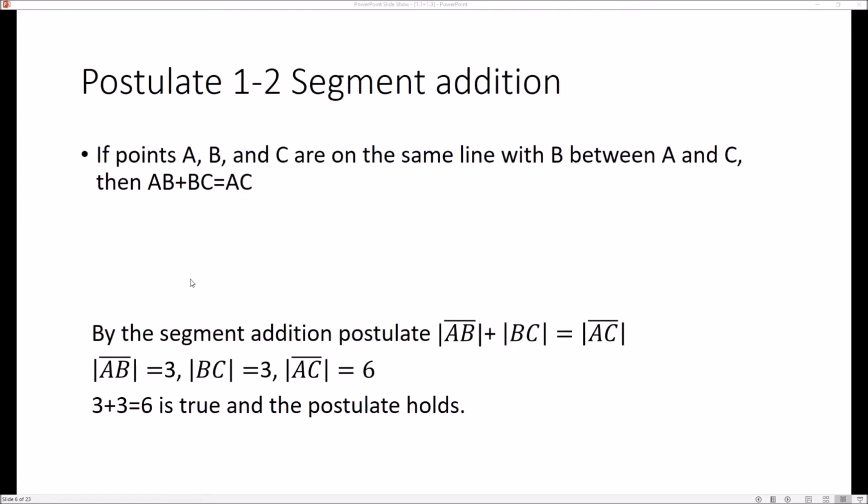All right. So the postulate 1-2 is the segment addition postulate, and it just says if points A, B, and C are on the same line with B between A and C, then segment AB plus segment BC is equal to segment AC. Let's look at that real quick on the other screen. So here's my number line. Here is A, here is B, and here is C.